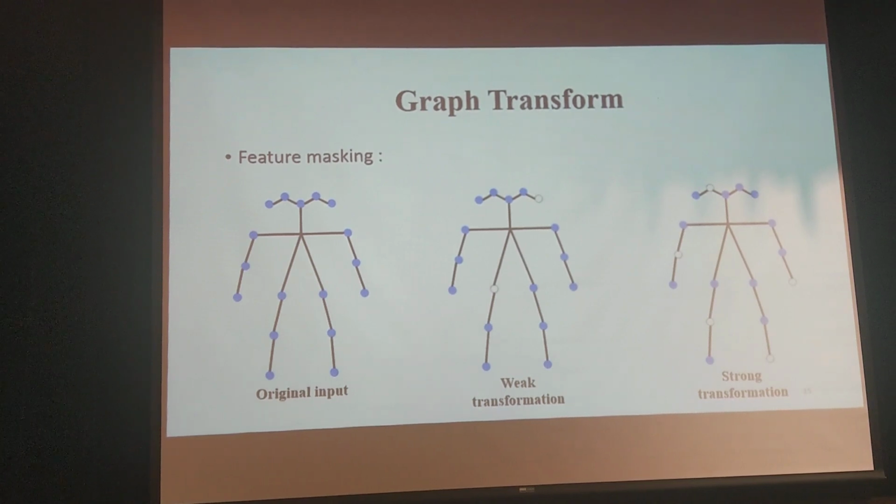Next, let's talk about graph transformation. The weak and strong transforms are composed of graph transformations. We use feature masking as our transform strategy. We randomly pick joints and replace the joint data with a specific value. You can see that the white points are the joints we randomly picked to replace the value.